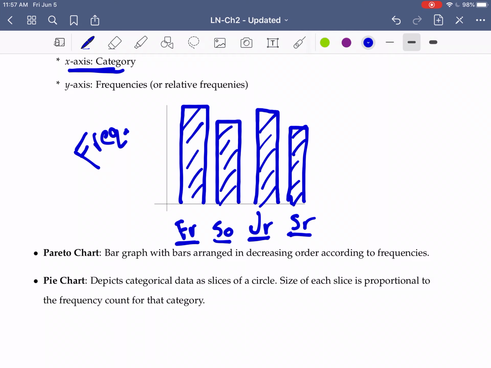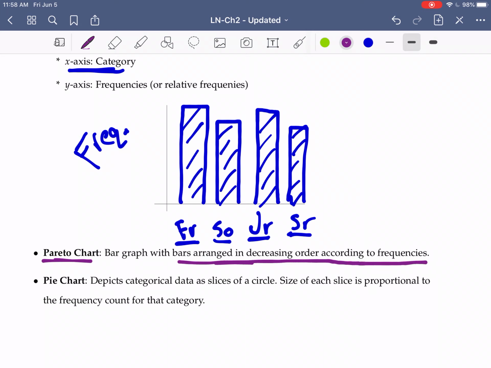There are other cases, like if we were charting something like eye color, we don't have a natural ordering on which we should do this. Again, even if you think about doing this in alphabetical order, it would depend on what language you have written those colors in, what alphabetical order is. And so a Pareto chart, this is simply a bar graph where the bars are arranged in decreasing order according to frequencies.